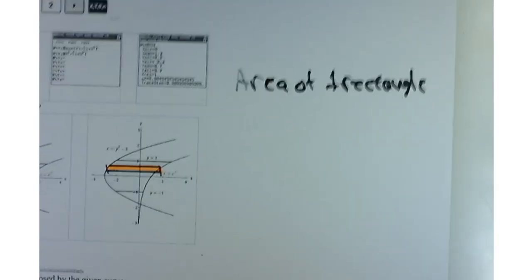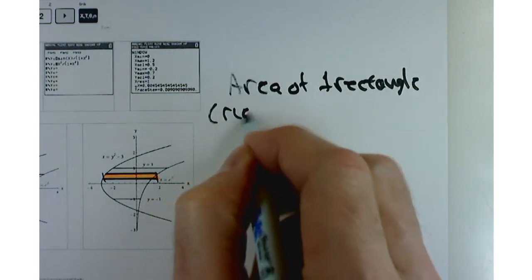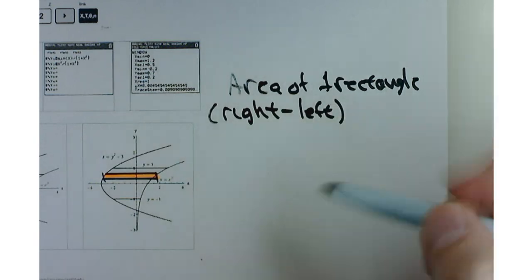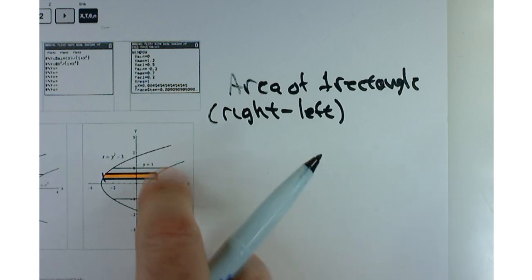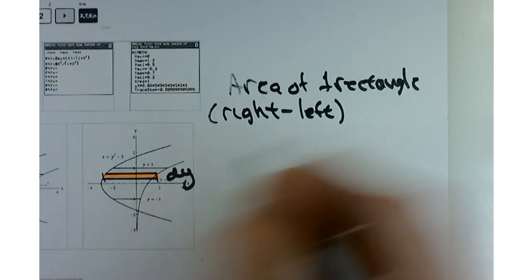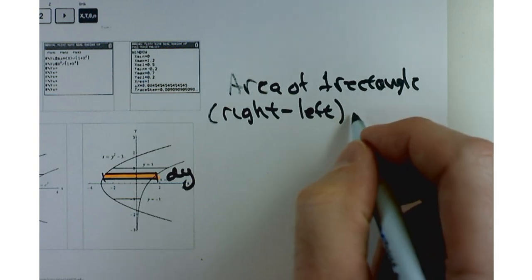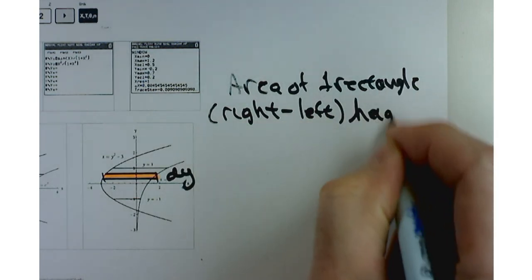Now instead of doing top minus bottom, I'm going to do right minus left. And then instead of having a height being top minus bottom, I'm going to have a height which is going to be the width of this rectangle, which is going to be my dy. So right minus left times, if you want to call it the height, this is your width times the height. That's fine.